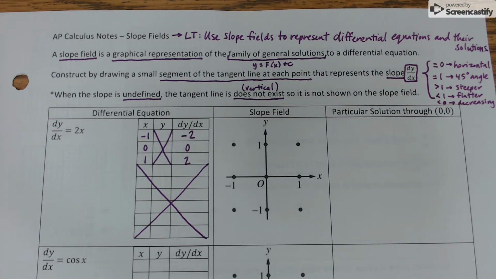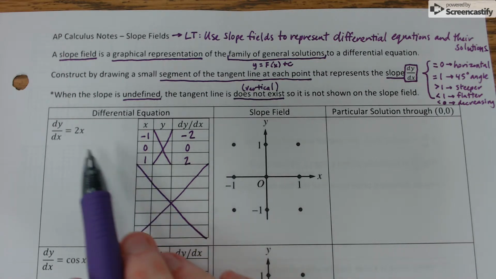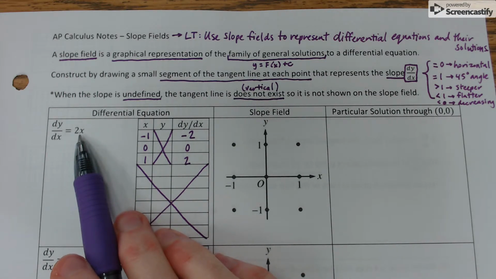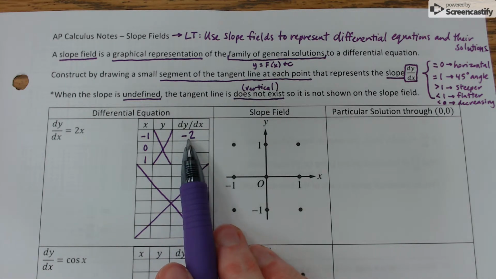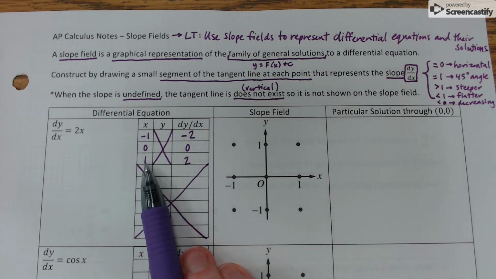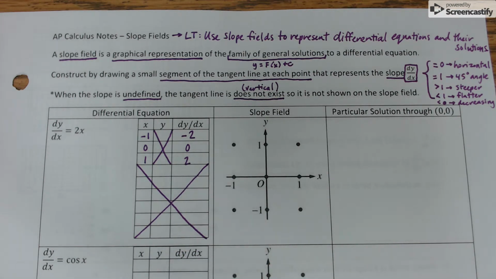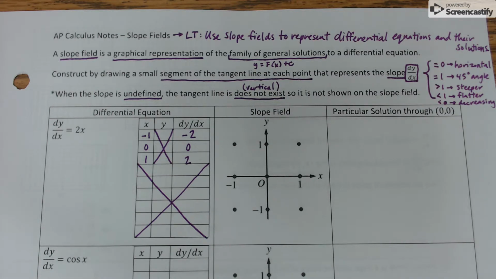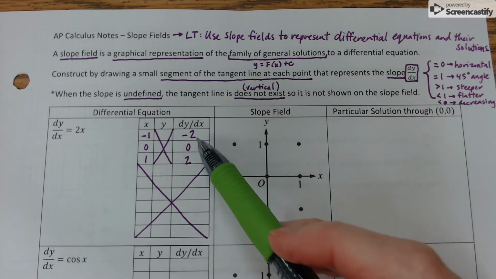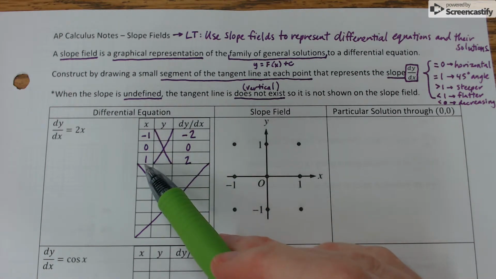So to find the value of dy/dx at each of those x values, you just one by one plug the x values in. So when x is -1, your dy/dx is going to be -2. When x is 0, dy/dx will be 0. And when x is 1, dy/dx will be 2. So now that I have the values of dy/dx, I want to show those on my slope field by graphing those as slope values at each of these x values.